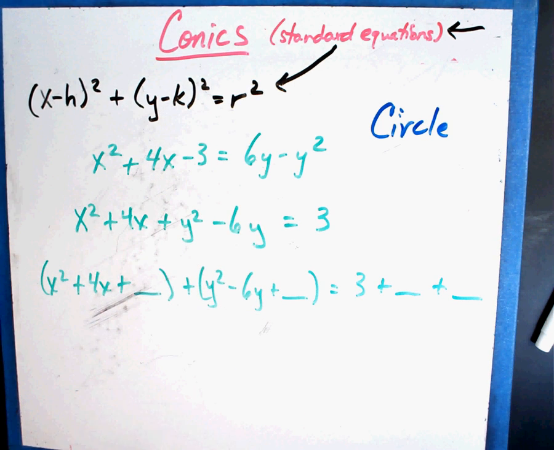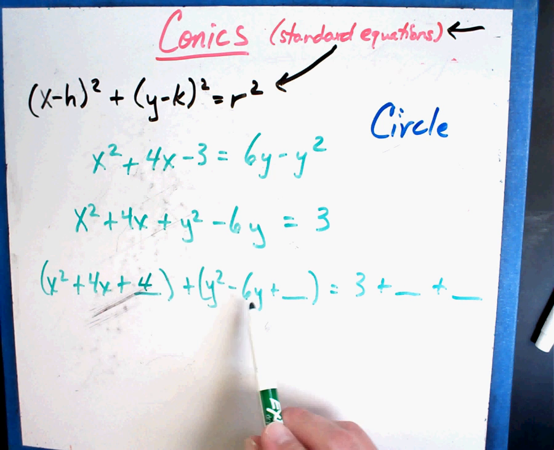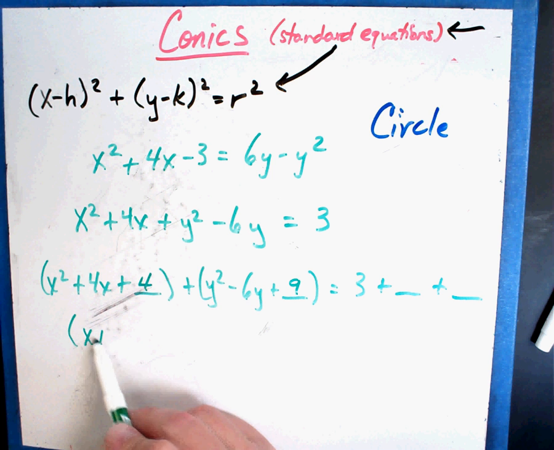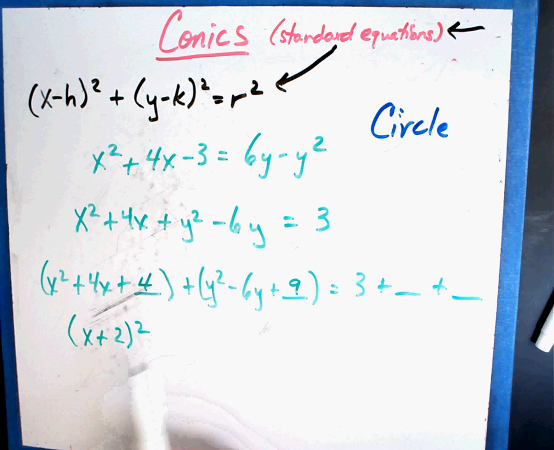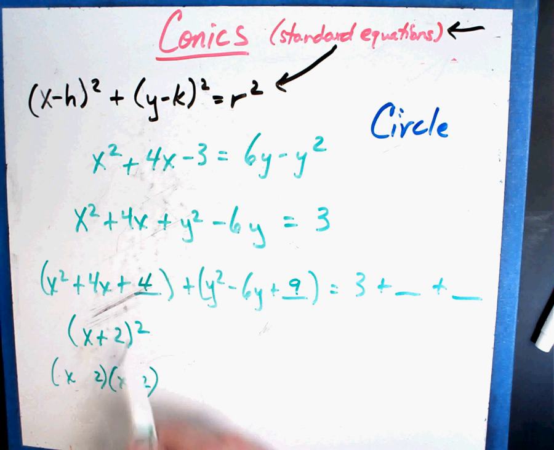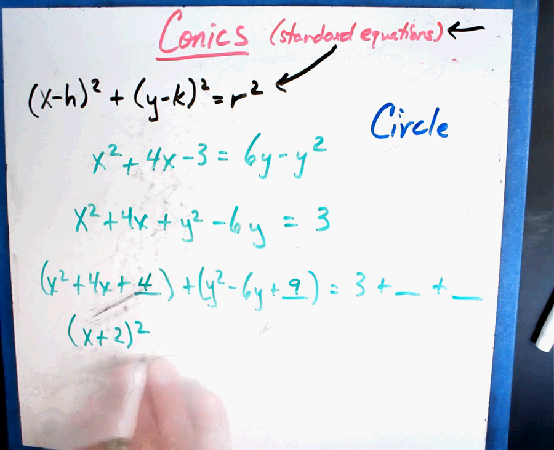To complete the square, you take half of that number, which is 2, and then square it. 2 squared is 4. Half of this number is 3, squared is 9. Now you're going to get x plus 2 squared. How do I know that? Well, I could factor it the old way, finding two numbers that multiply to 4 and add to 4, and I would get the same thing. There's 2 of them, but since I already halved it, I already know what I'm getting.